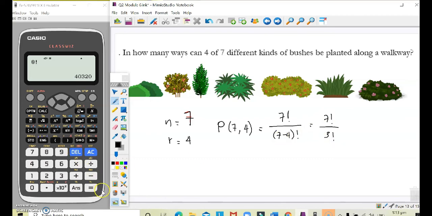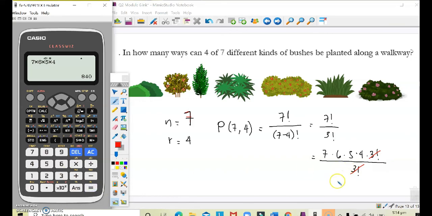We can simply key in that value in our calculator, but I opt to expand it so that everyone will understand. 7 factorial is 7 times 6 times 5 times 4 times 3 factorial over 3 factorial. We can cancel the 3 factorial, leaving us with 7 times 6 times 5 times 4, and the answer is 840. So there are 840 ways to choose 4 bushes to plant along a walkway out of the 7 different kinds of bushes that we have.